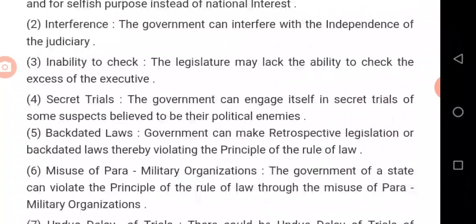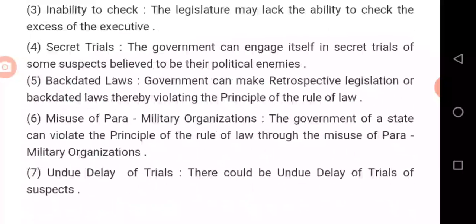4. Secret trials. The government can engage itself in secret trials of some suspects believed to be their political enemies. 5. Backdated laws. Government can make retrospective legislation or backdate laws, thereby violating the principle of the rule of law. 6. Misuse of paramilitary organizations. The government of a state can violate the principle of the rule of law through the misuse of paramilitary organizations. 7. Undue delay of trials. There could be undue delay of trials of suspects.